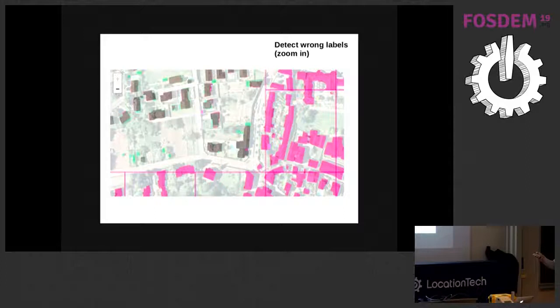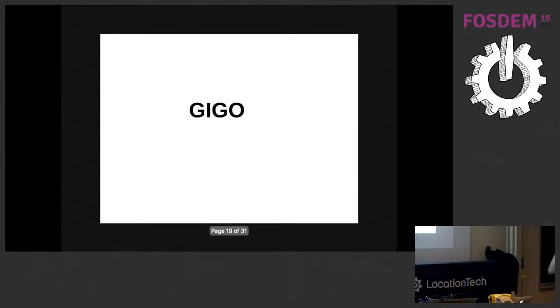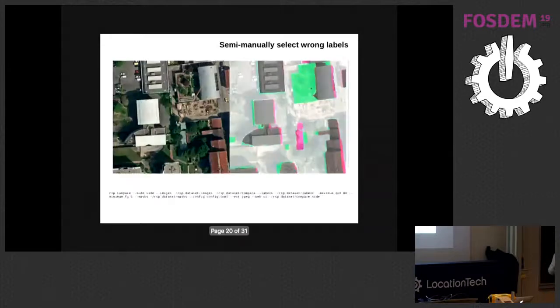So here we can spot at once that these buildings, which are supposed to be on the ground according to the imagery, are not present in the labels. What we want here is to remove them, because the core of this is that if we've got garbage in, we will have garbage out. So we want to remove all the labels that are not good enough to be used. And there is another tool, still compare, but a side-by-side compare with the imagery and with the result.